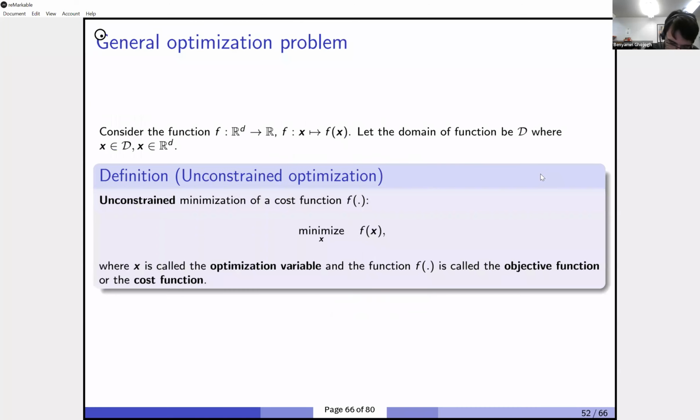Consider a function f from R^d to R, and it maps x to f(x). Then the domain, let it be D. So x is a part of D, and x is d-dimensional, right? What is unconstrained optimization? When we don't have any restriction on the x. We already talked about it, so we can move on.